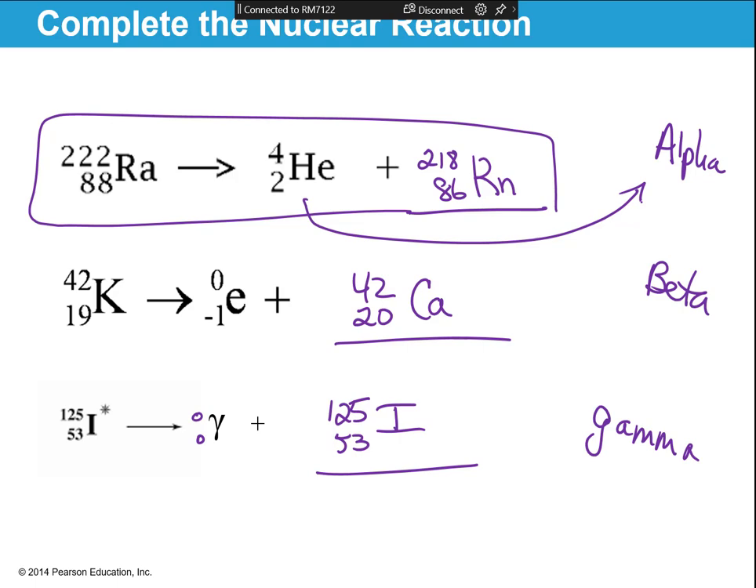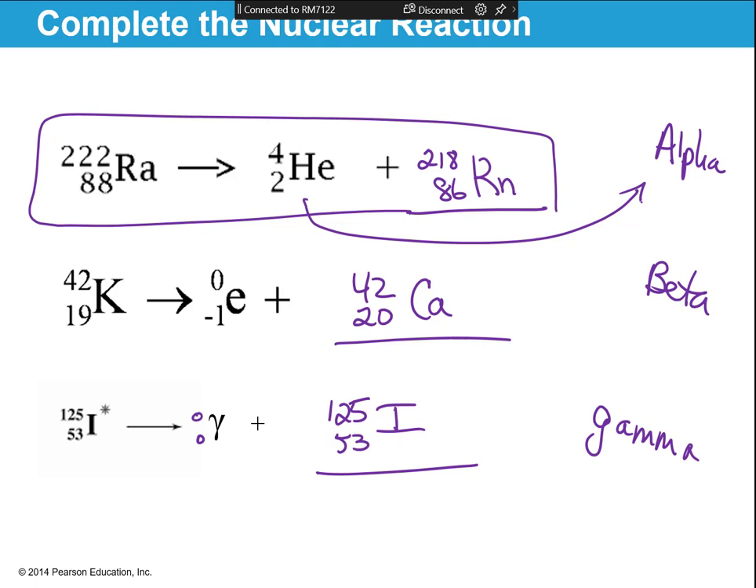You're not going to have to complete the reaction, but just recognizing, seeing that helium with a 4 and a 2, you know that that's alpha decay. Okay, so you won't see any others that way. So that's one of the products.